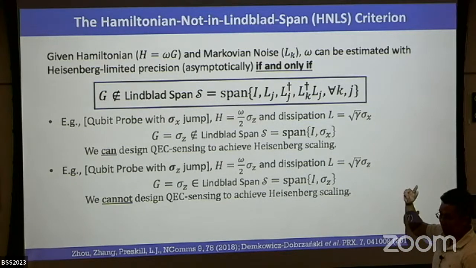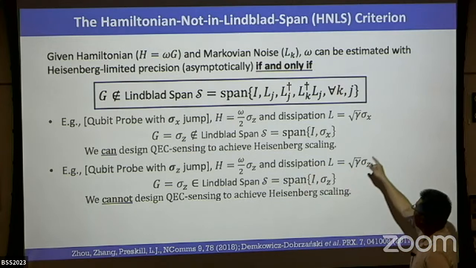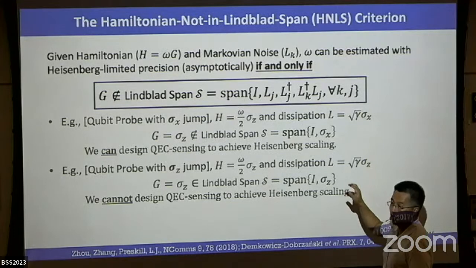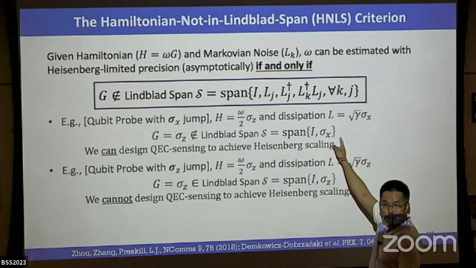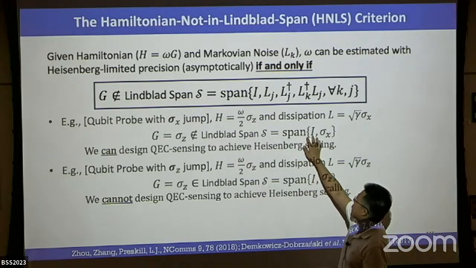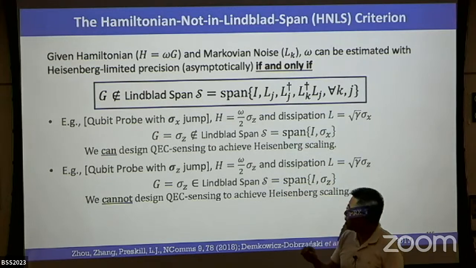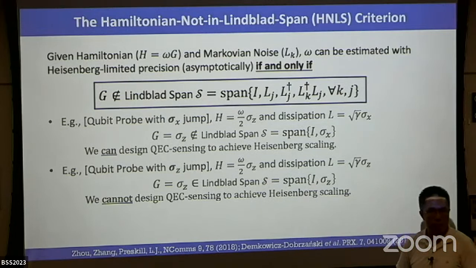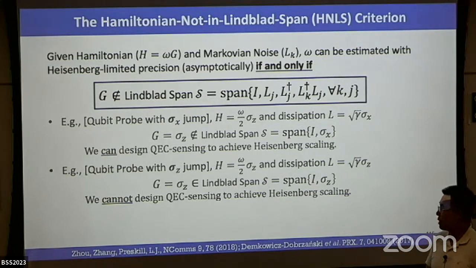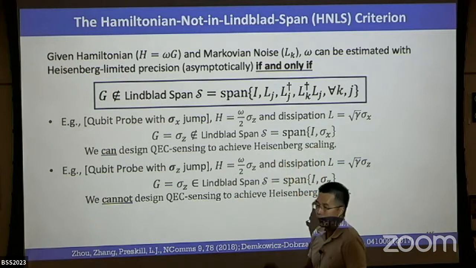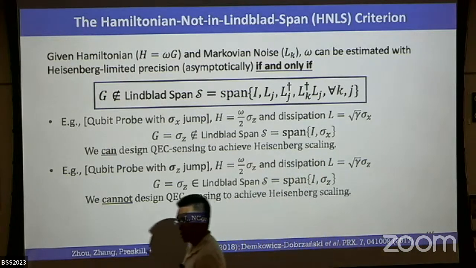Suppose I have a two-level system. I want to sense the energy difference, but I have bit flip error, Pauli X. So what's the Lindblad span of Pauli X? It's identity, Pauli X, Pauli X squared. But Pauli X squared is identity. So the Lindblad span is identity and Pauli X. Now the signal is Pauli Z. And can I write a Pauli Z as a linear combination of identity and Pauli X? No, we cannot, right? Because the operators, in terms of trace products, are orthogonal. So therefore, the Pauli Z is not in this Lindblad span, and we can come up with error correcting codes to sense such a signal.